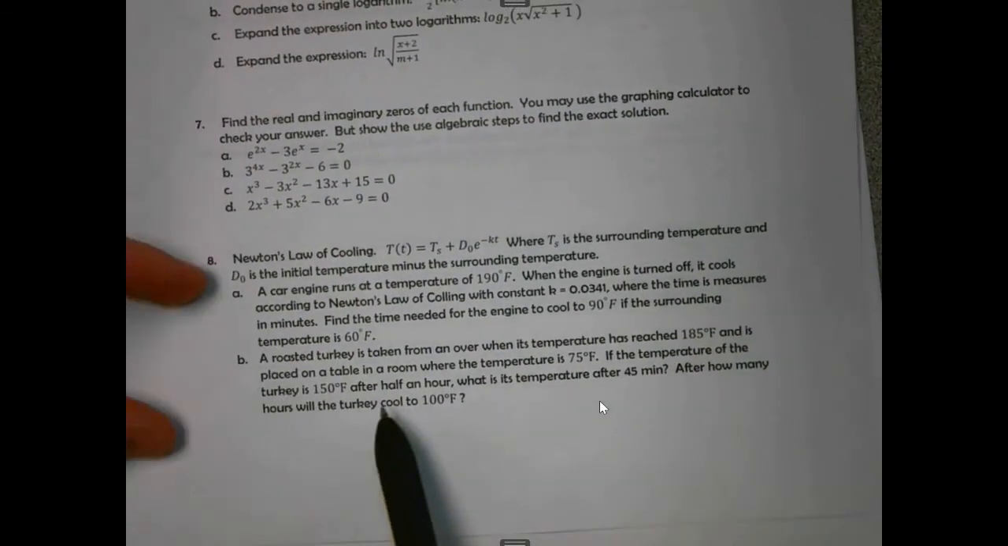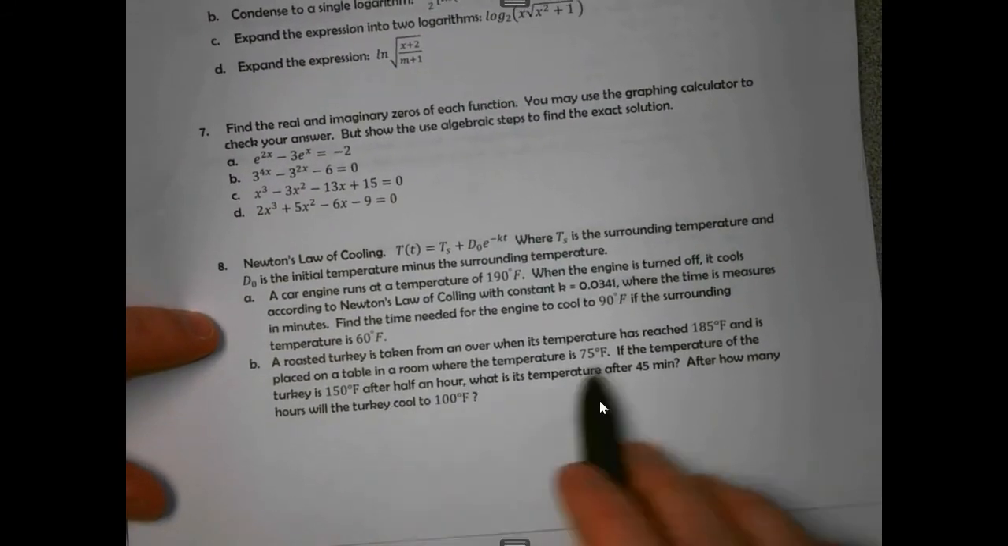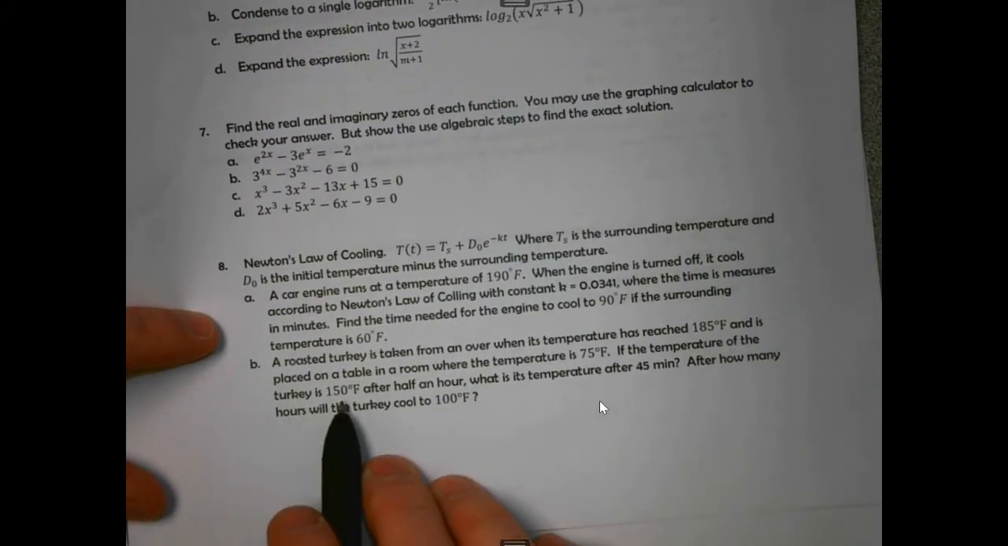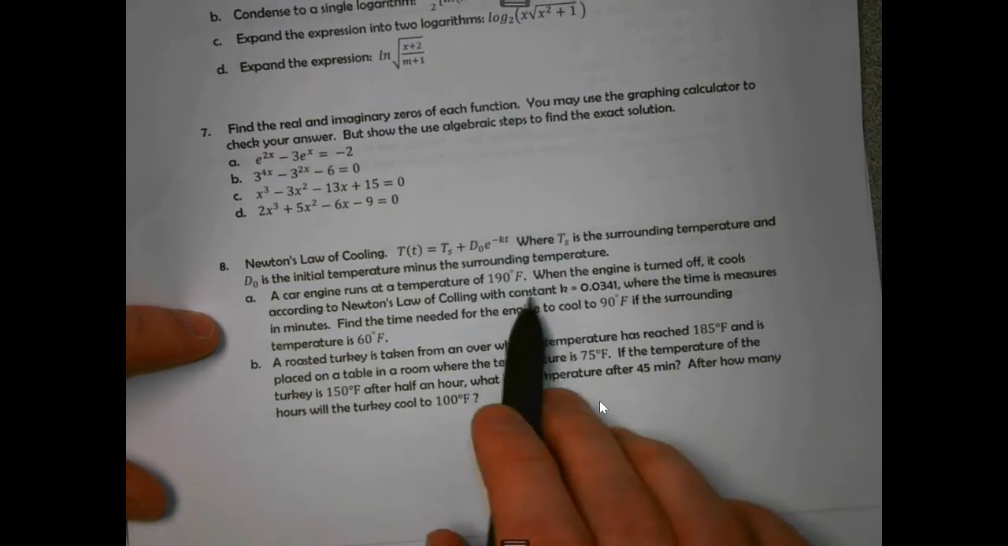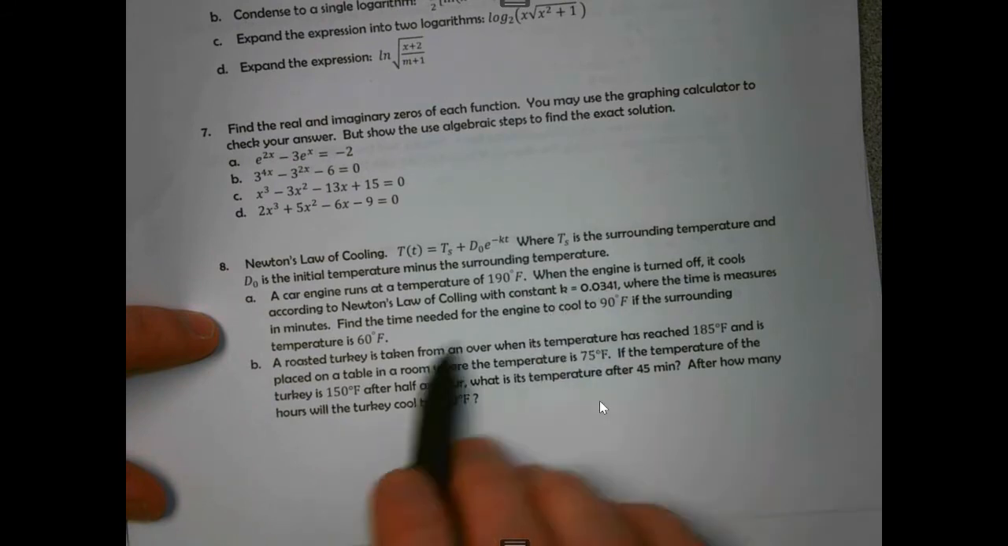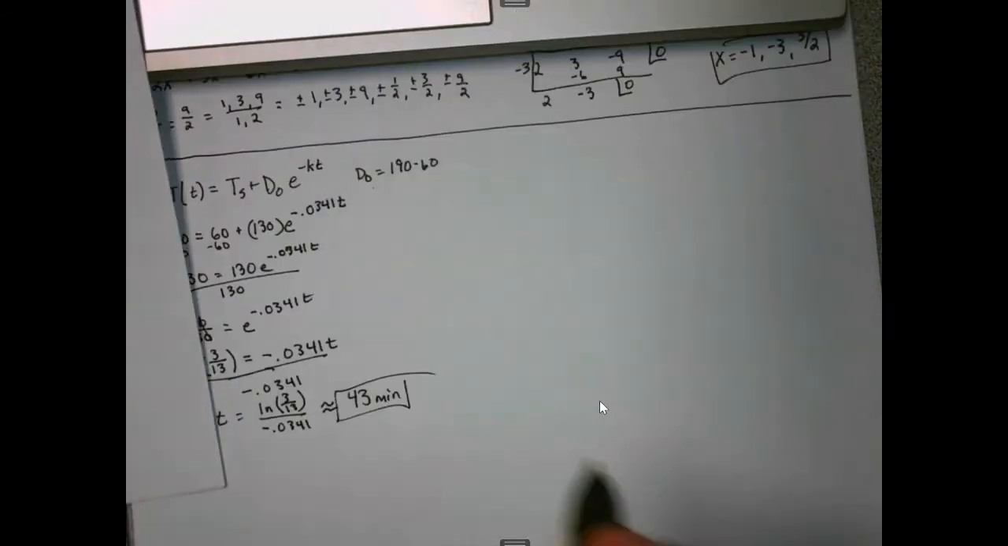And the first question is, if the temperature of the turkey is 150 after half an hour, what's the temperature after 45? And if you notice in here, they don't give us K. Okay, so we first have to find K in this problem.